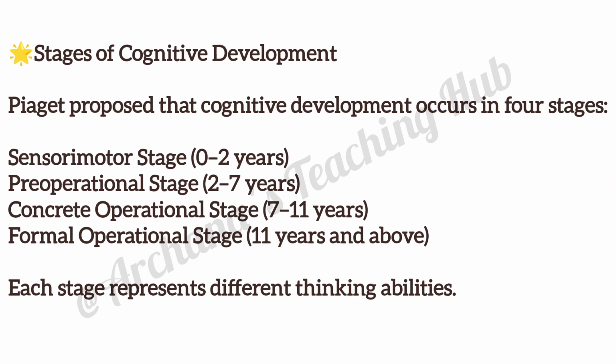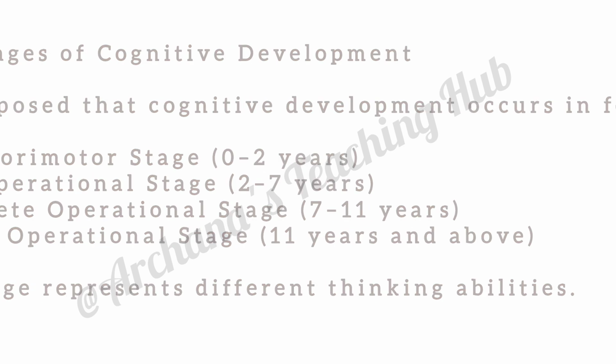Stages of cognitive development. Piaget propounded that cognitive development occurs in four stages. First, sensorimotor stage, 0 to 2 years. Second, pre-operational stage, 2 to 7 years. Third, concrete operational stage, 7 to 11 years. Fourth, formal operational stage, 11 years and above. Each stage represents different thinking abilities.